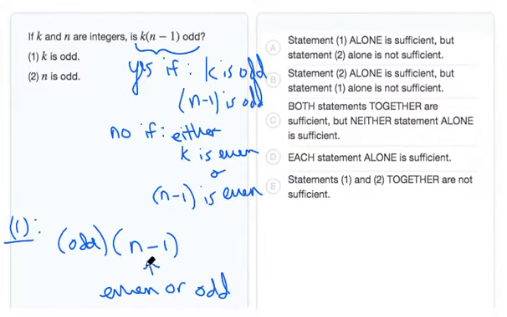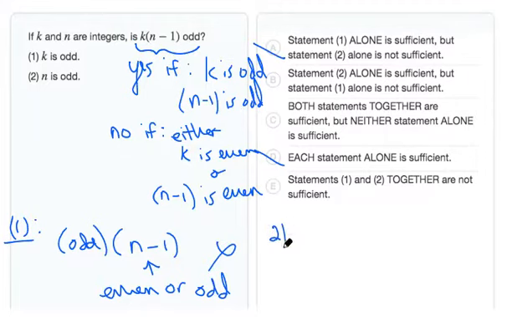So in this case, if n minus 1 is even, the answer to the question would be no, because the product would be even. And if it's odd, then the answer to the question would be yes, because it's odd. So it really depends on what n minus 1 is doing here, as the product as a whole is dependent on it. So this statement alone is not sufficient. We can't conclude a definitive yes or no for whether the product is odd. So we can eliminate answer choices A and D, and let's move on to statement 2.